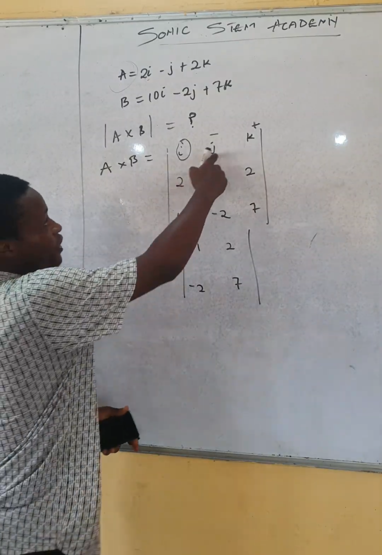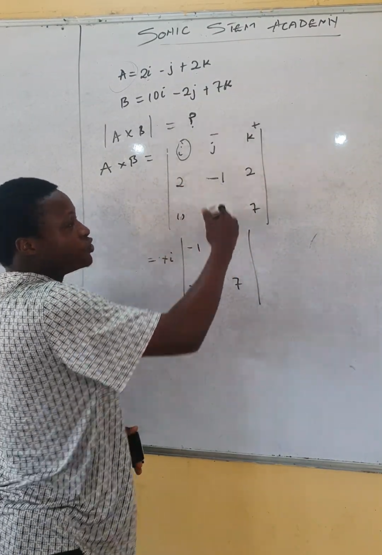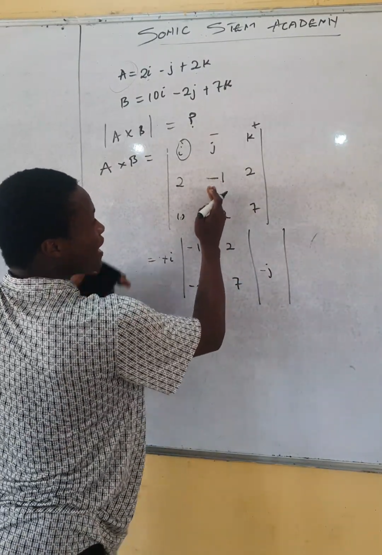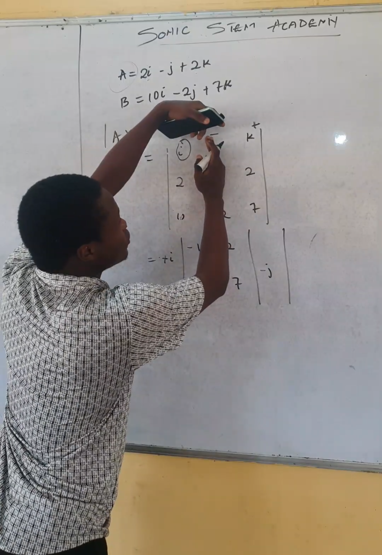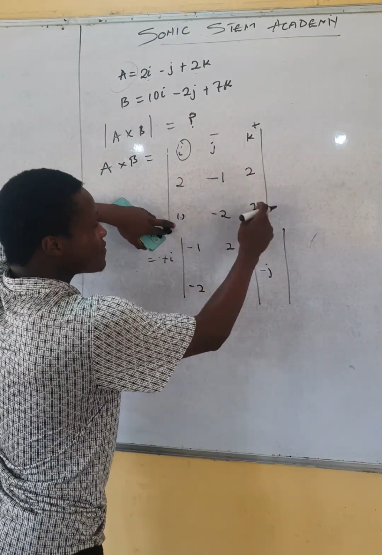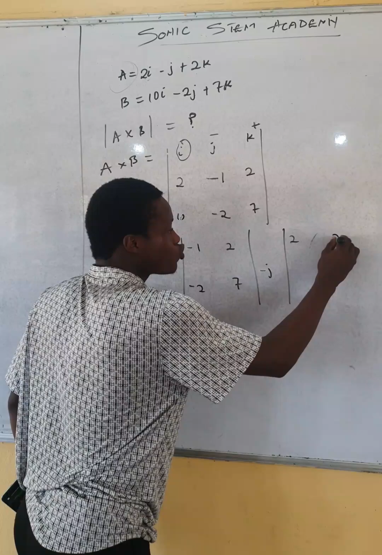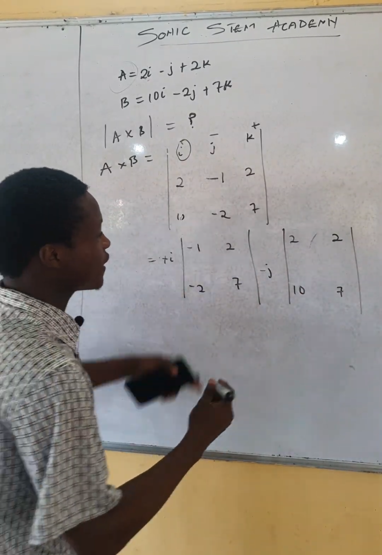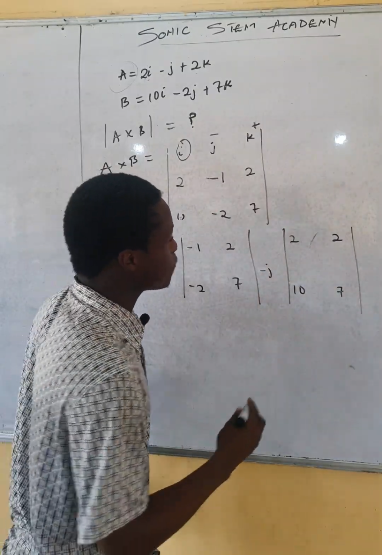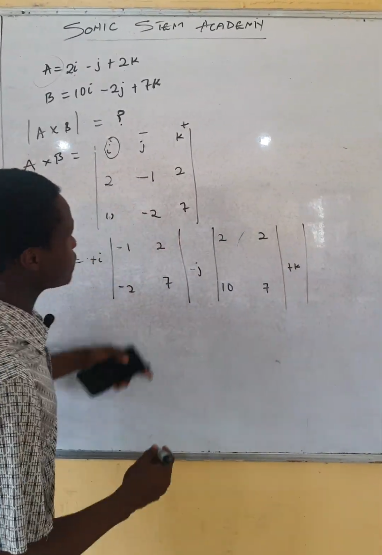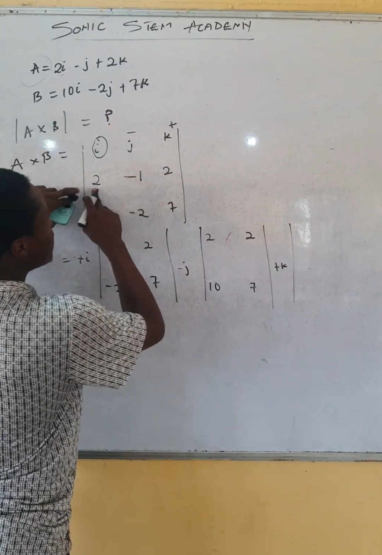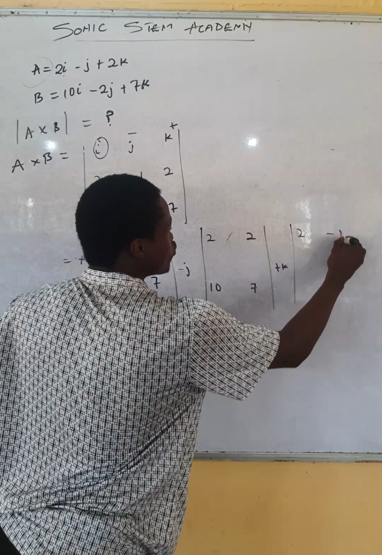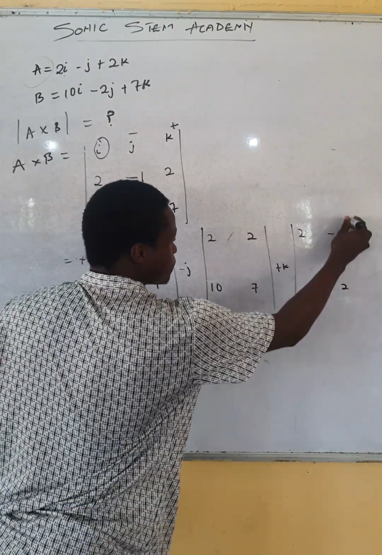Then the next is J. What is the sign assigned to J? It is negative, minus. I'll be having minus J. Then what is the next thing? Cover its column and its row also. When you cover its column and its row, we are left with 2, 2, 10, 7. Writing it out, we have 2, 2, 10, 7. And the last one, which is K. What's the sign assigned to it? It is plus, that is plus K. Now covering the column and the row, we are left with 2, minus 1, then 10, minus 2.